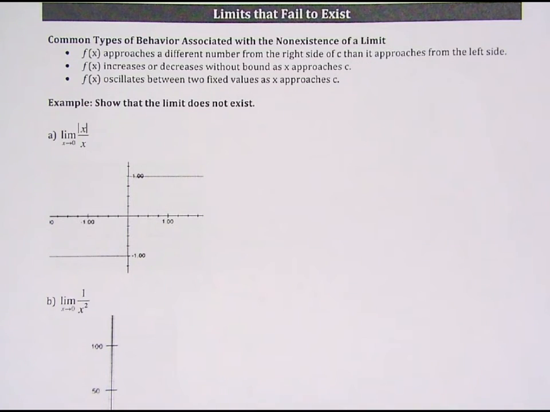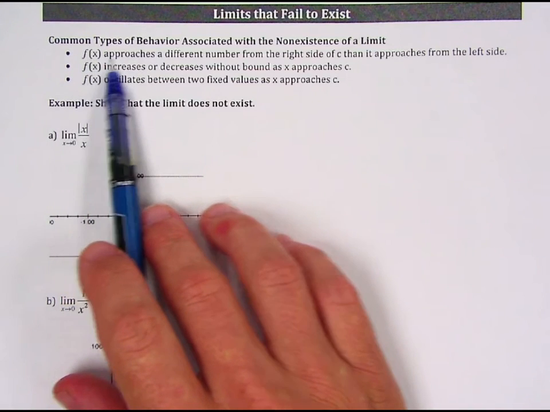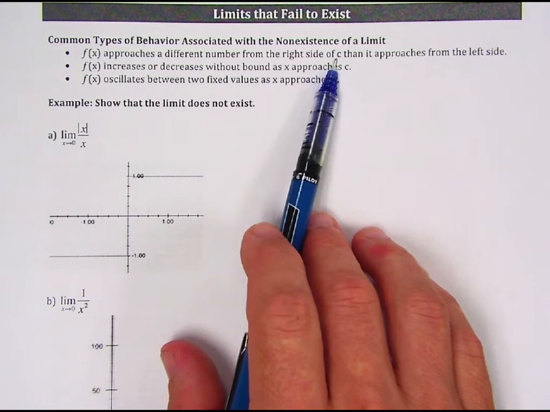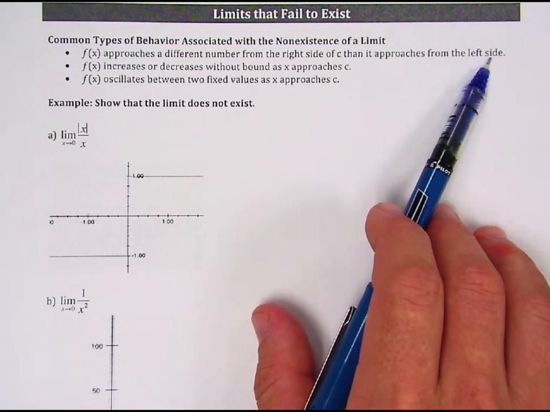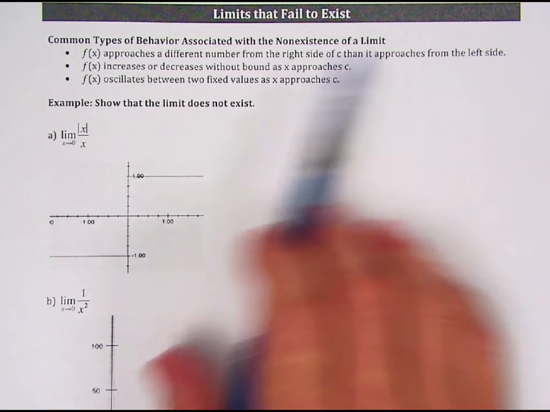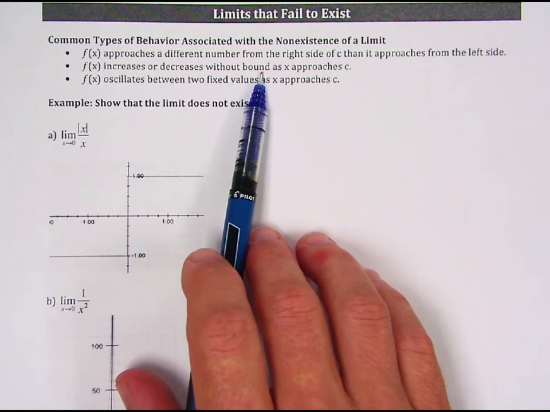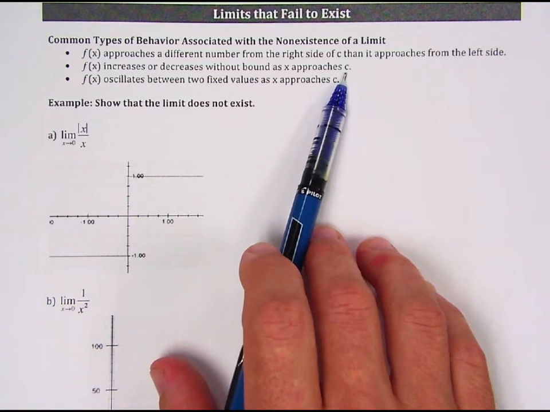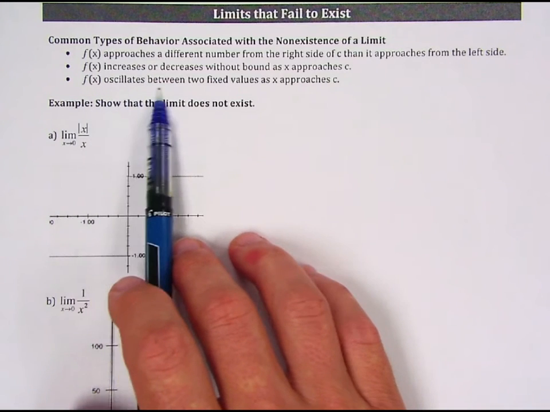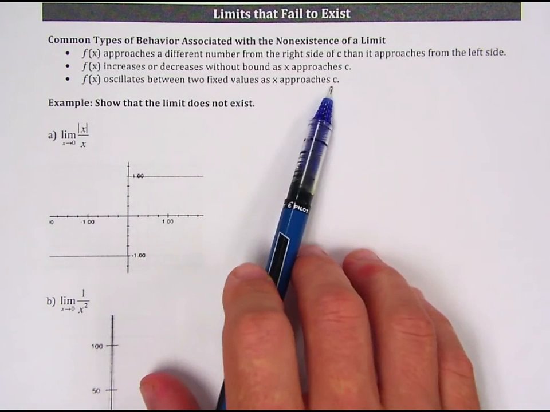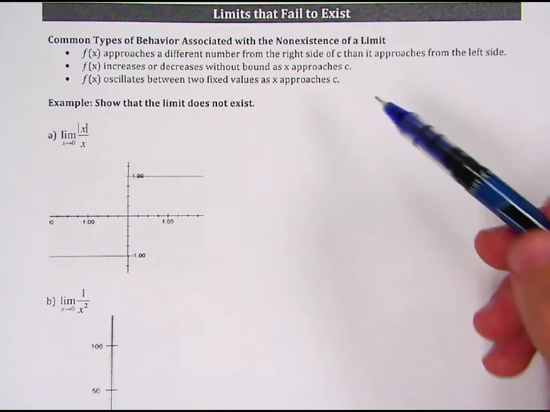So there are 3 common types of behavior associated with the non-existence of a limit. The first one is that f of x approaches a different number from the right side of c than it approaches from the left side. The second one, f of x increases or decreases without bound as x approaches c, thus yielding a non-real number. Or f of x oscillates between 2 fixed values as x approaches c. So we have 3 examples here that are going to show these 3 types of behavior.